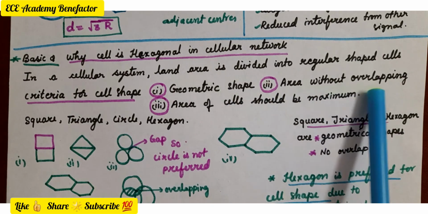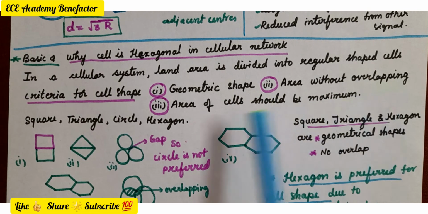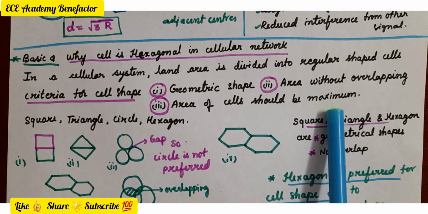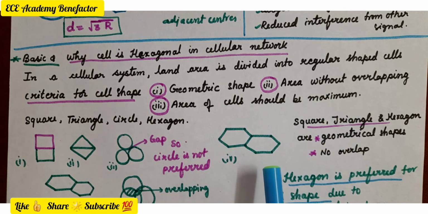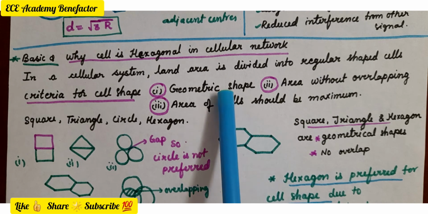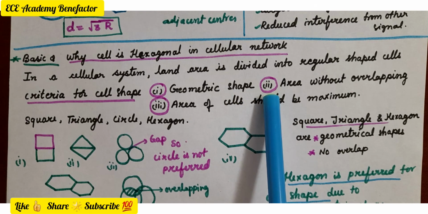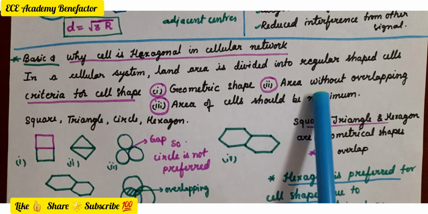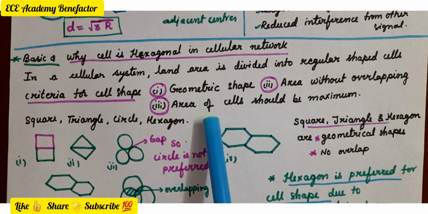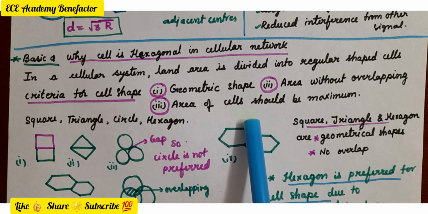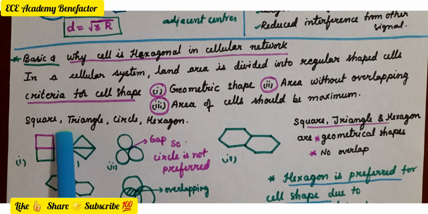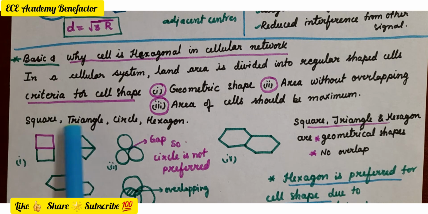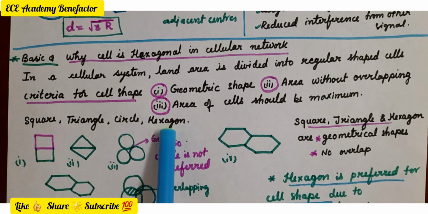Second, area without overlapping. Third point, area of cells should be maximum and the selected shape must have maximum area. So, these are the 3 points while selecting the cell shape. It should have a geometric shape, area without overlapping and area of the cell should be maximum. So, here we have a few geometrical shapes like square, triangle, circle, hexagon.